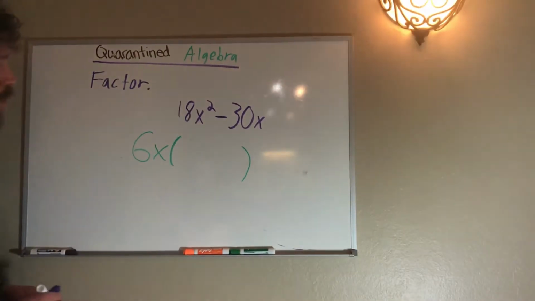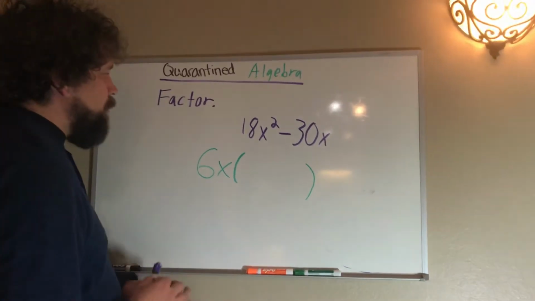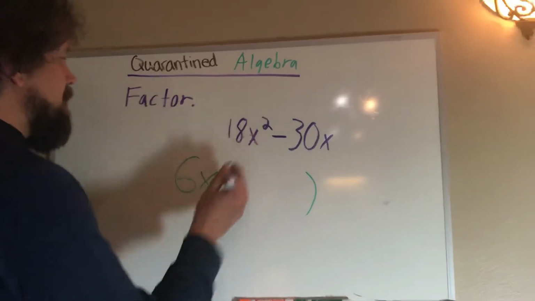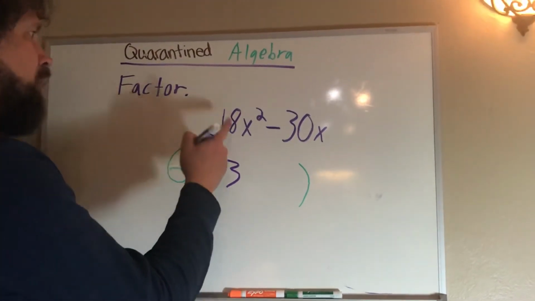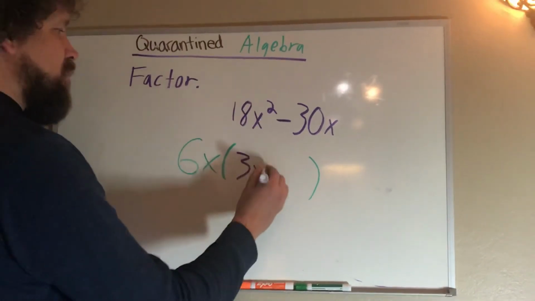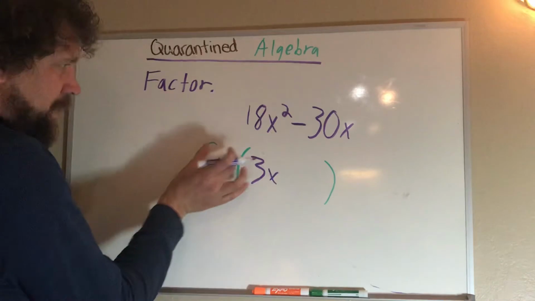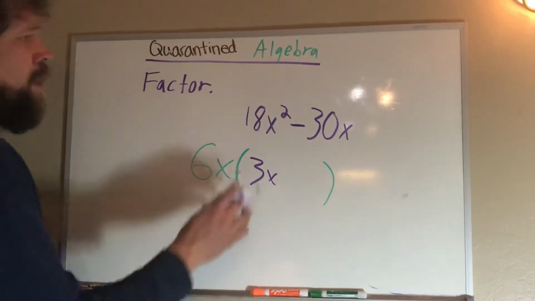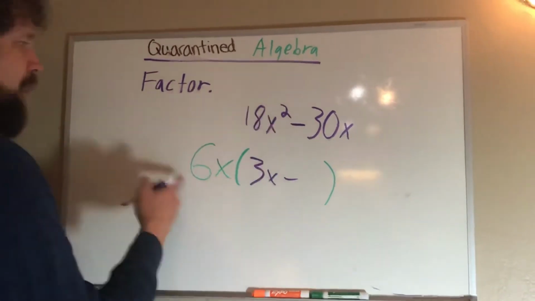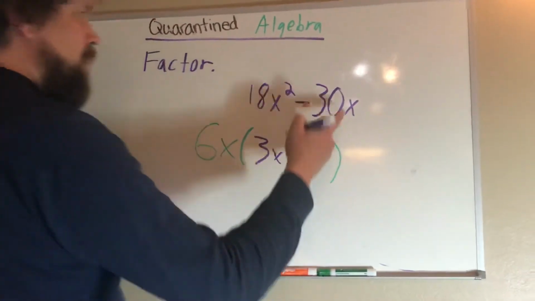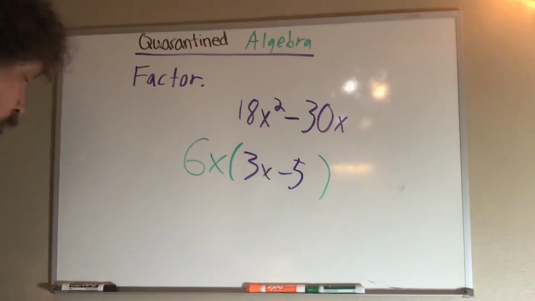All right, so we're going to divide these by 6x now. As far as the numbers go, 18 divided by 6 is 3. X squared divided by x is just x. Again, if it helps, think about distributing back in. And then right here, the minus sign will be there. Negative 30 divided by 6, that's 5. X divided by x, that's just 1. Boom. Done with that one.